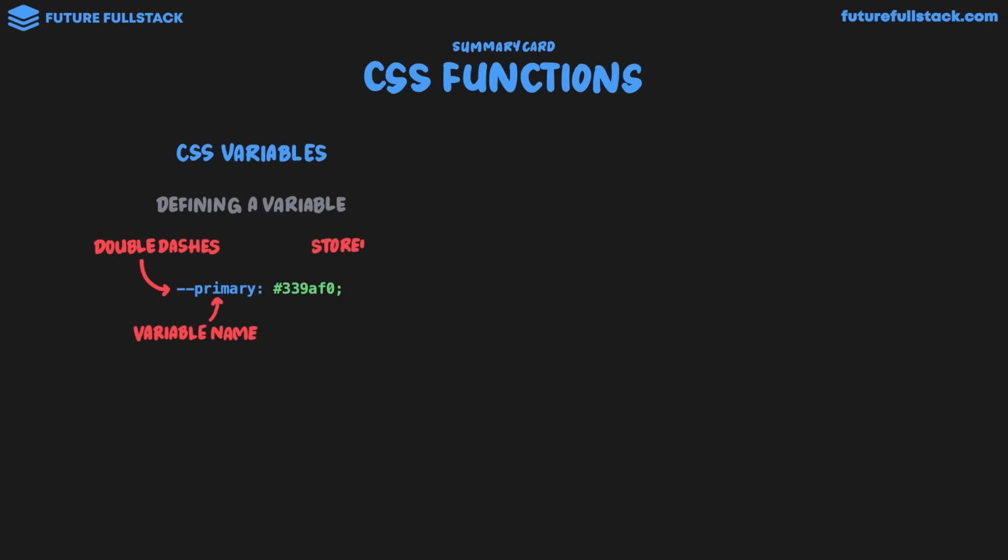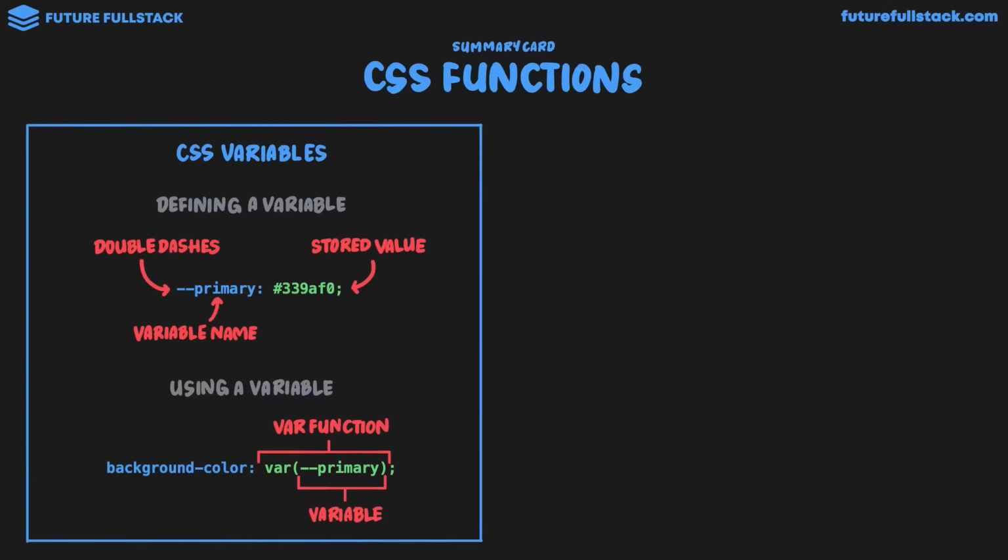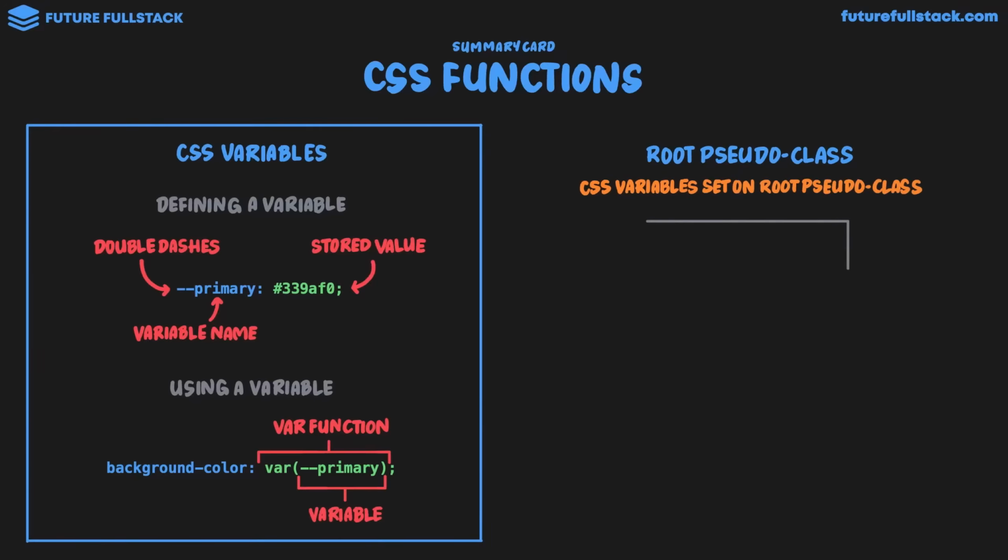We then give it a stored value, in this case a color, but we saw you can put any kind of values, like units as well. For using a variable, we did it like this, where we have our CSS property, like background color, and then we use the variable function and put inside the brackets our variable. We also learnt about the root pseudo class, where CSS variables are set on the root pseudo class. The root pseudo class looks like this, and it's where we define all our CSS variables.